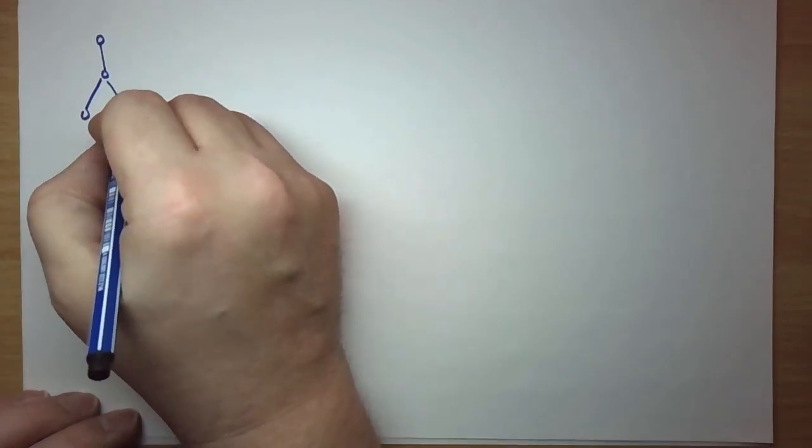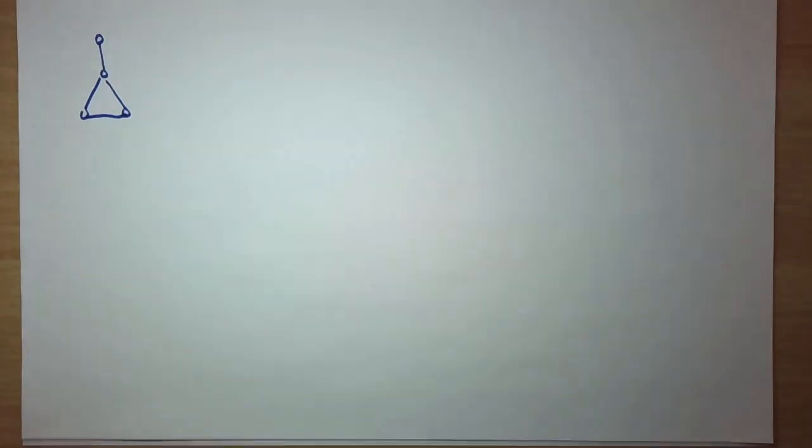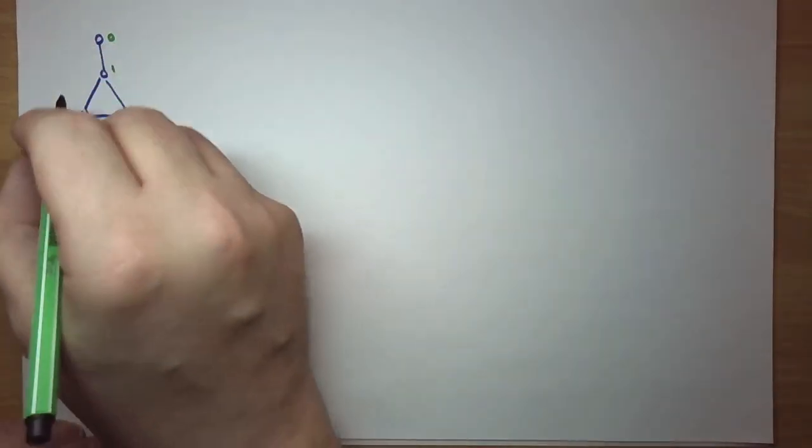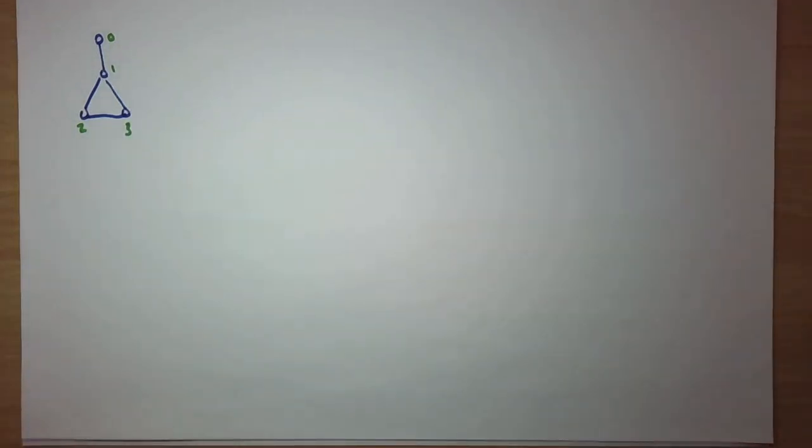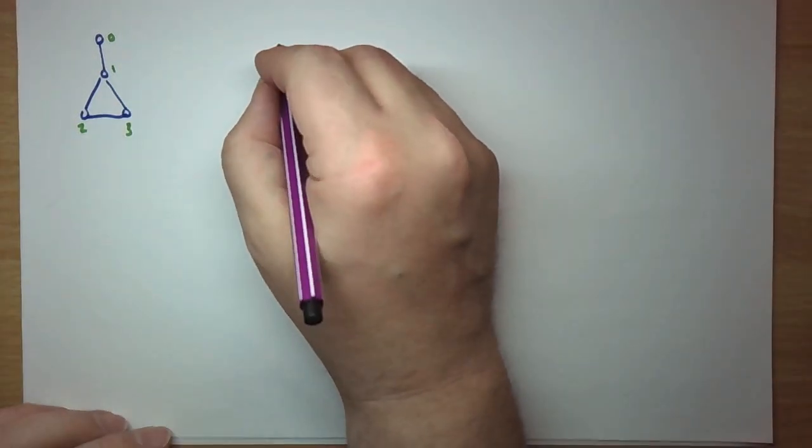Paw graph. Here we go. So, as I draw the paw graph, I'll use green to number these vertices. And I don't know why I chose 0, 1, 2, 3, but okay. Somebody who spends too much time programming. And we'll do the distance matrix.